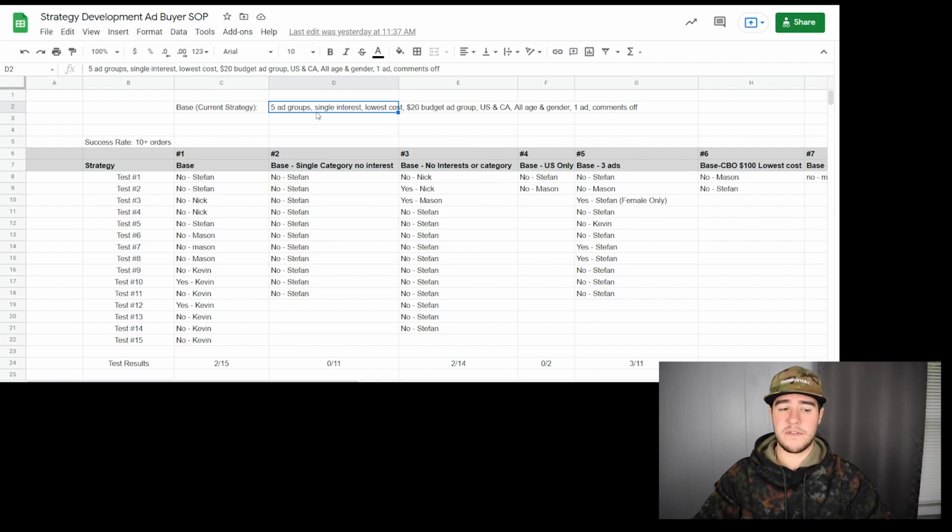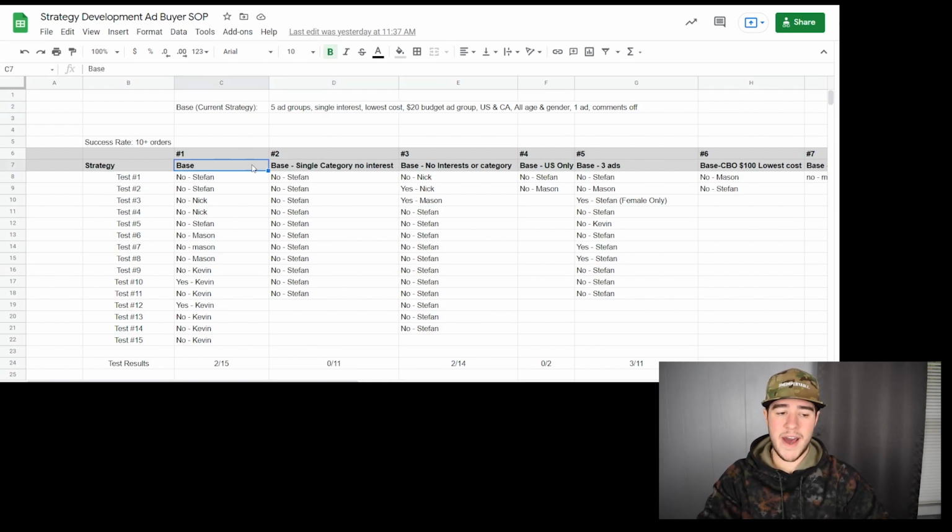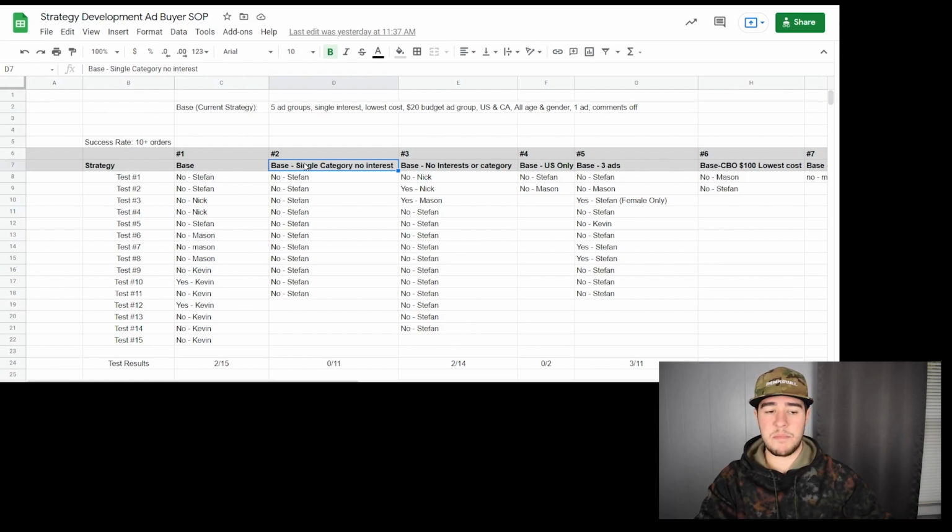So what this graph basically allows us to do is add different variations to this base strategy. You can see that we have our base strategy here, so we're tracking the results for that. And then we have base, but instead of a single interest, we have single category. So no interest in here, only categories. And then over here, we have no interest or categories, so neither, essentially no targeting at all.